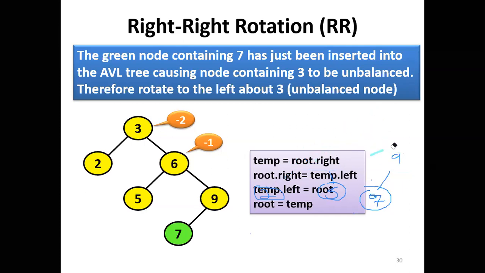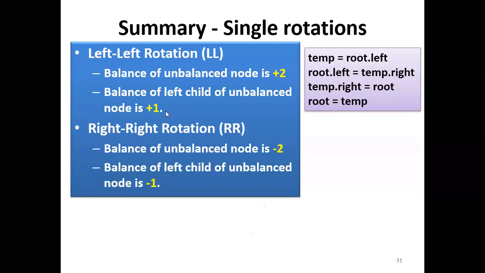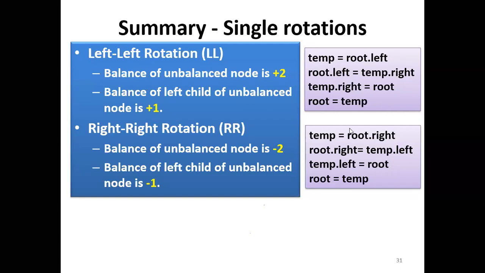I'm going to erase this. If you follow this algorithm here, you understand that you finally did a left rotation, and that is why you got the result. So in summary, for the left rotation, the balance factor of the unbalanced node is +2, and that of the child is +1. And for the right rotation, the balance factor of the unbalanced node is -2, and that of the child is -1. And these algorithms are here for you to use to achieve the rotation.